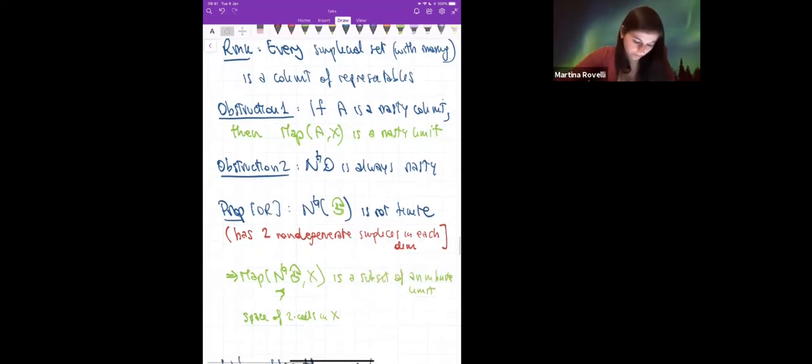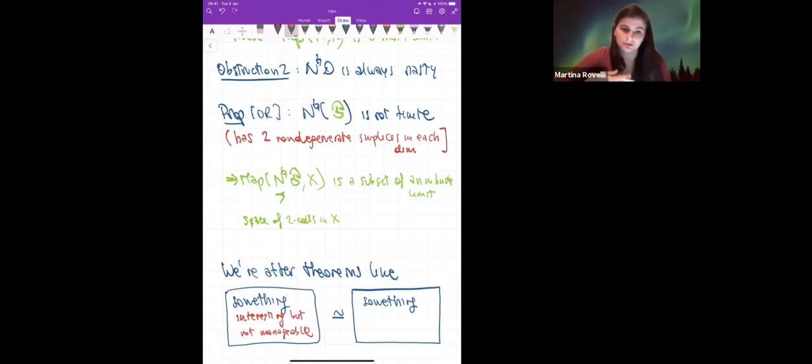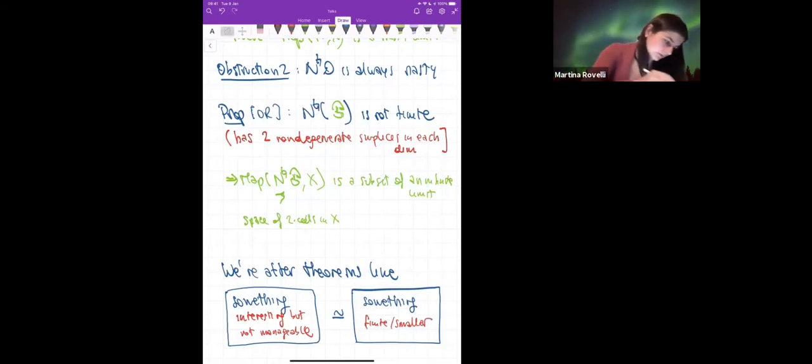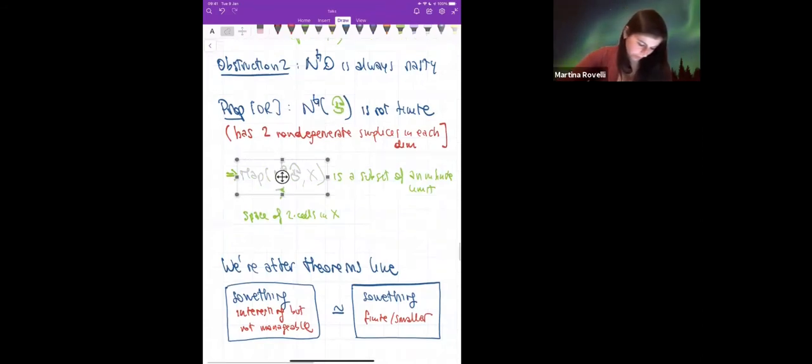Therefore, we are after theorems of the following form. On the one side, something that is interesting but not manageable. And we would like to prove that this thing that is interesting but not manageable is equivalent to something finite or at least smaller. Because the more we can simplify this indexing shape, the more we can simplify the space of diagrams indexed over this specific shape.